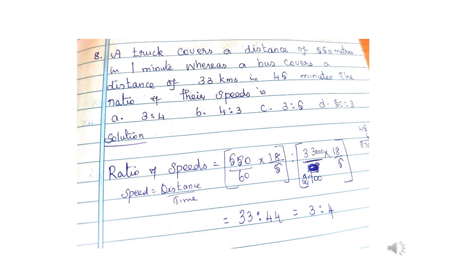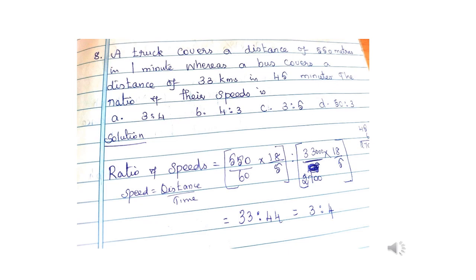33 into 1000 is 33000. So the formula to find the speed is distance by time. Then kilometers are given, so it is converted into kilometers per hour. So 550 into 60 by 60 into 18 by 5 is to 33,000 by 2700.